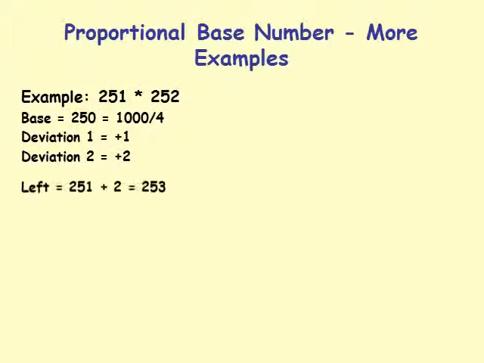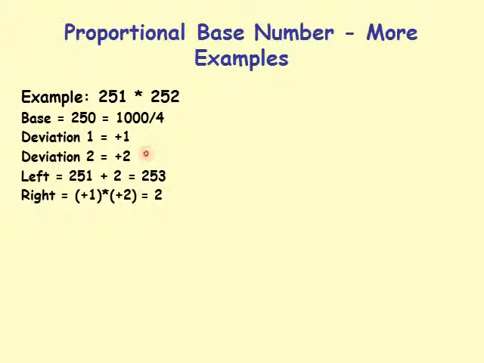Now the left part. Left is crosswise: 251, the first operand, and the second deviation, and the sign is plus. 251 plus 2 is 253. Right is vertically multiply: plus 1 times 2 is equal to 2. That's the only multiplication we did, 1 times 2 equals 2 on the right. Now we go to resolve.